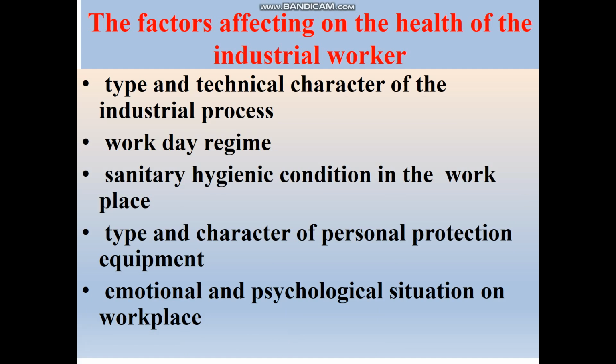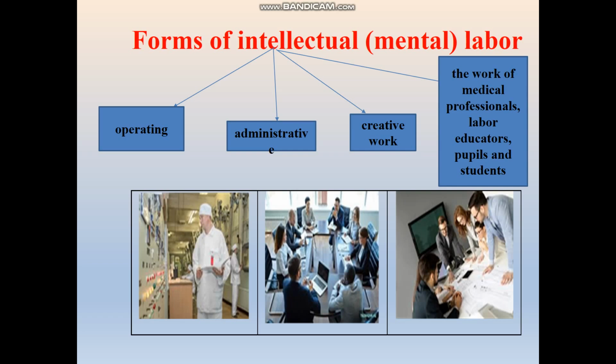Factors affecting the health of the industrial worker: type and technical character of the industrial process, workday regime, sanitary hygiene conditions in the workplace, type and character of personal protection equipment, and the emotional and physiological situation in the workplace.